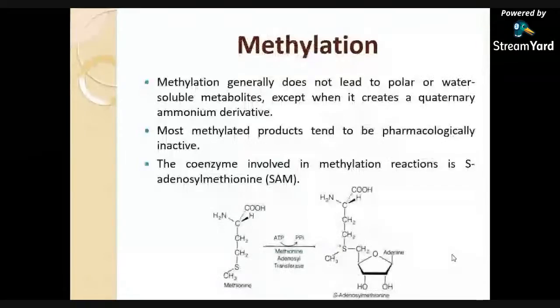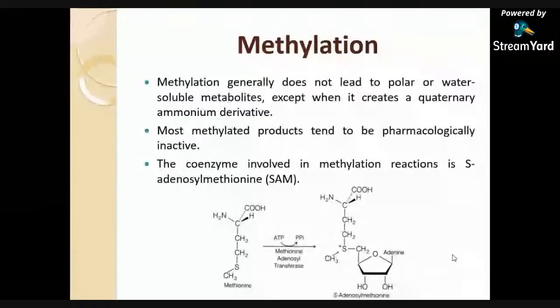Then next one is the methylation. Methylation generally does not lead to polar or water soluble metabolites, except when it creates a quaternary ammonium derivative. Most methylated products tend to be pharmacologically inactive. The coenzyme involved in the methylation reactions is S-adenosyl methionine, which is abbreviated as SAM.